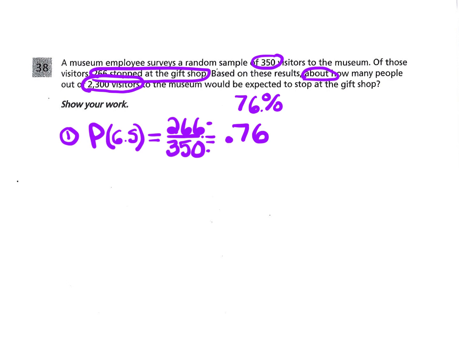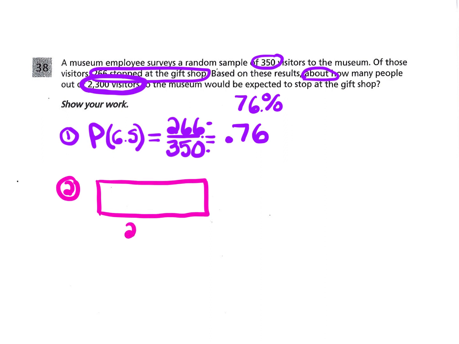So what if we're talking about a larger group of visitors, like 2,300 visitors? Make a prediction. So we draw a tape diagram, and the total is 2,300 visitors. And 76%, or 0.76, should visit the gift shop. Take a moment and draw the tape diagram. If you need to pause the video, please do so and copy down all the notes.